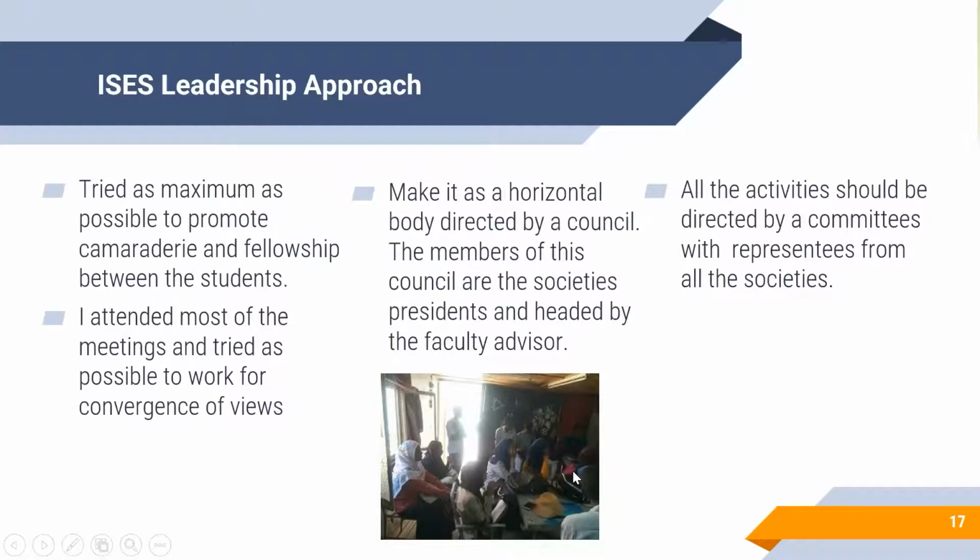This is a container, just a container. They adjusted it with this table and some chairs. So we used to hold all our meetings in this container. And I thought to make it a horizontal body instead of a vertical body, without a president and vice president. This is also because a president would create a little competition between the different societies. So we made it a horizontal body directed by a council, and the members of the council are the societies' presidents, headed by the faculty advisor.